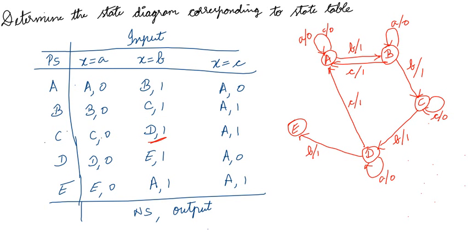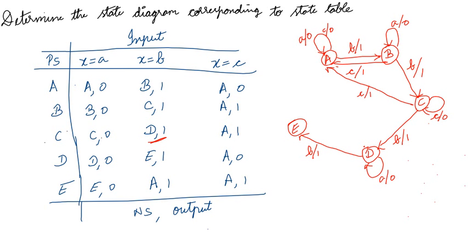Here we made a mistake. This should not be coming here. Where should it be coming? We are in the state C. When the input is c, we go to the state A with the output 1. We are in the state C, so it should be coming here. From C, when the input is small c, we go to the state A, capital A, with the output 1.